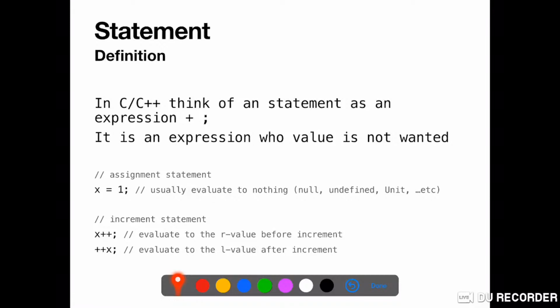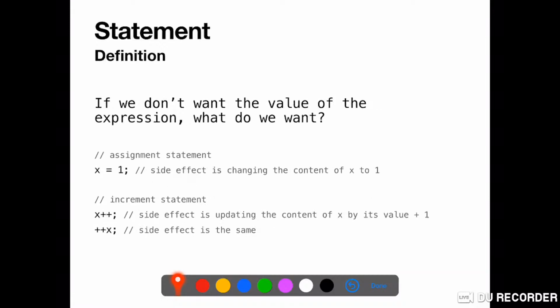And a usual case would be assignment. We usually write an assignment statement because we are not interested in the value of the assignment. We are only interested in the action that happened: x is assigned 1. And for increment, a lot of the time we don't care about its expression either. We just want to increment something by 1. So if we don't want the value of the expression, then what do we want?